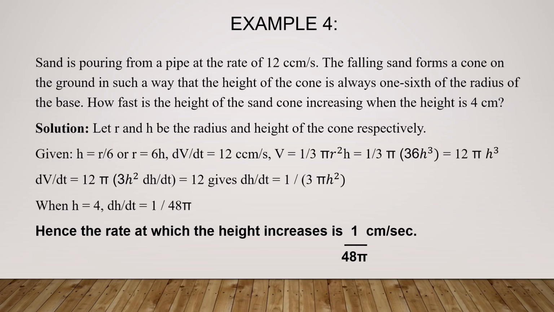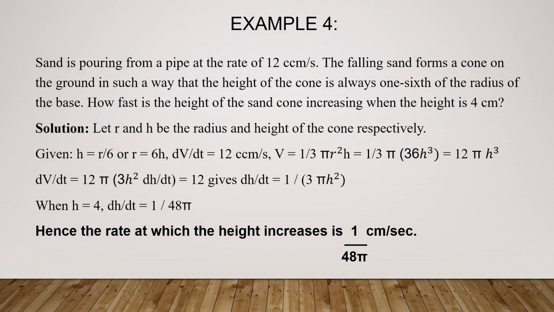What is given to us? Height is r by 6, correct? 1/6 of the radius. Or you can say radius is 6 into h. Another thing which is given is dV by dt, the rate of change of volume of the cone with respect to time. It is 12 cubic centimeter per second.